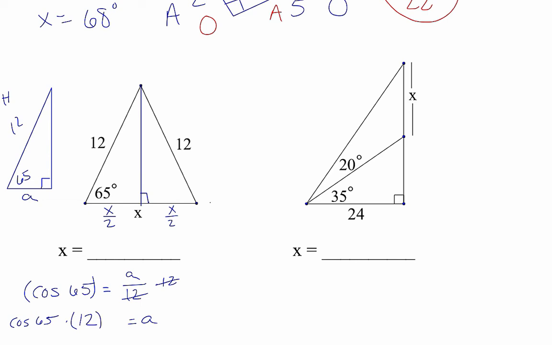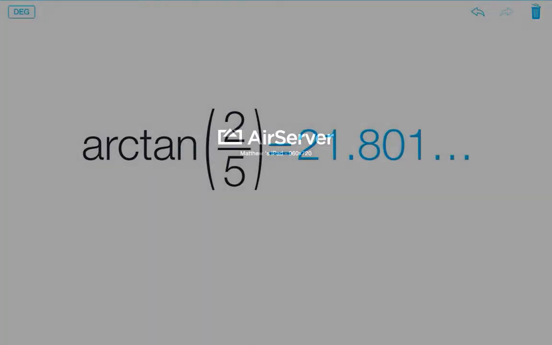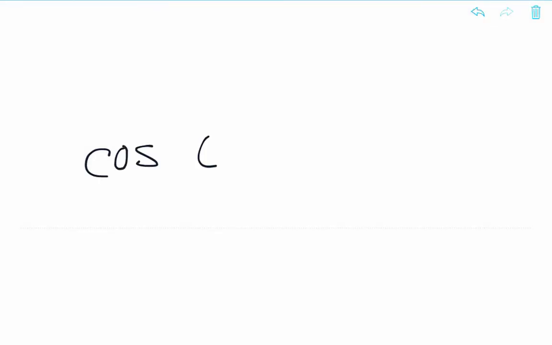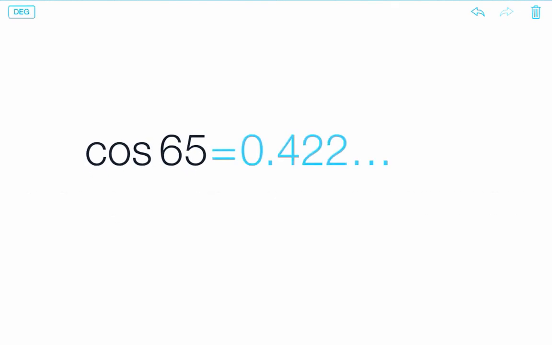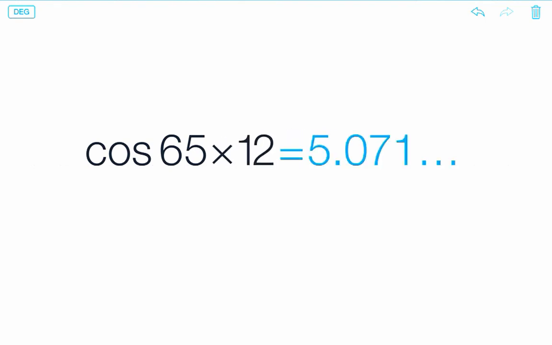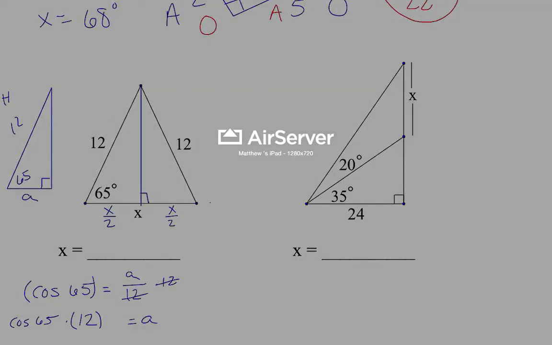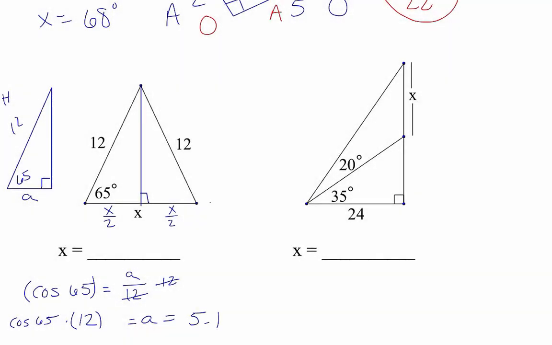So here's where I go to my calculator and I say, what is the cosine of 65? And that's 0.422. But I'm taking that 0.422, or the cosine of 65, and I'm multiplying it by 12, which is 5.071. So we're going to round that to approximately 5.1.